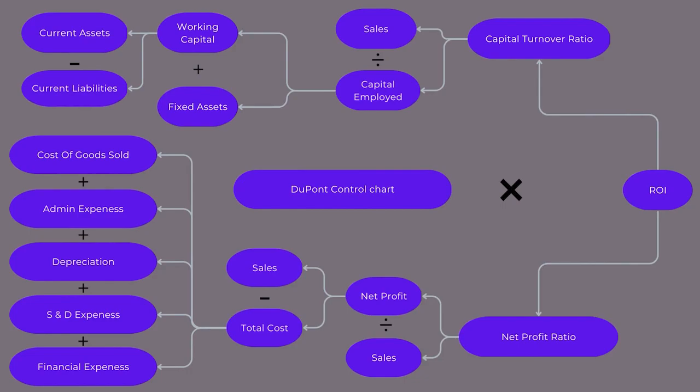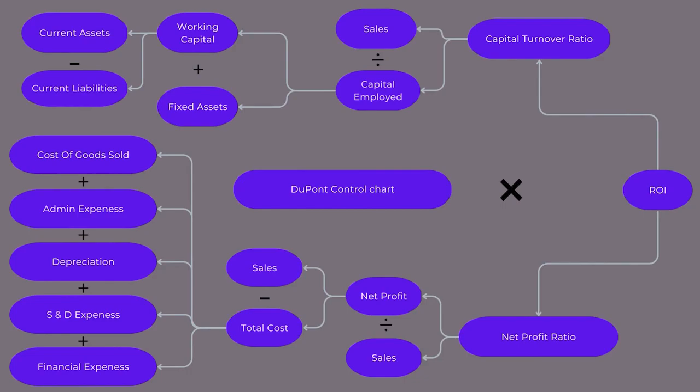I will give you an example. Suppose the production expenses of the company become higher. Obviously cost of goods sold will increase. Subsequently, total cost will increase. So ultimately, what will happen? There will be a reduction in net profit, right? So if net profit is reduced, it will affect the net profit ratio. A negative effect will happen, right? So that negative effect on the net profit ratio ultimately affects the ROI, that is the profitability of a company. That's the logic here.